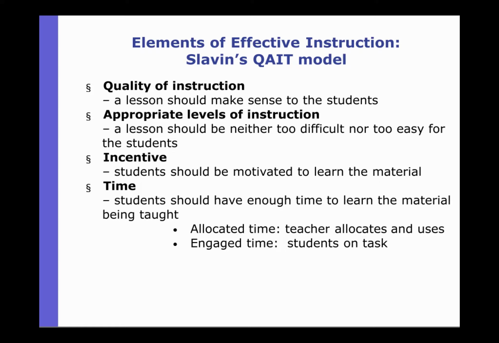And we also know that the teachers have to have that information. They have to have enough background knowledge themselves to be able to teach the lesson. If you've ever been in a class where a teacher really didn't know what they were talking about, you know that you've lost instructional time there. Appropriate levels of instruction means that it shouldn't be too hard for the kids. You want them to be able to reach it.